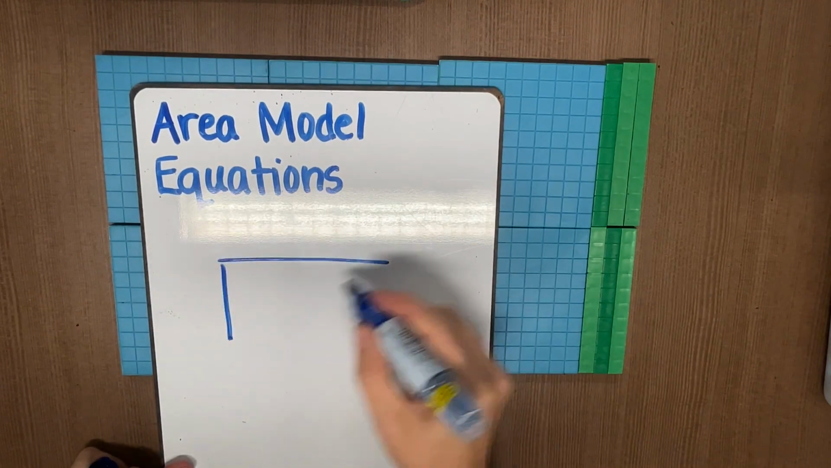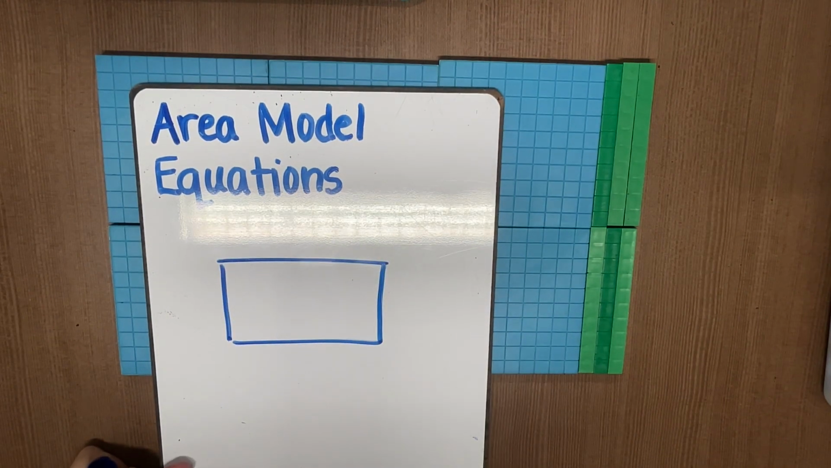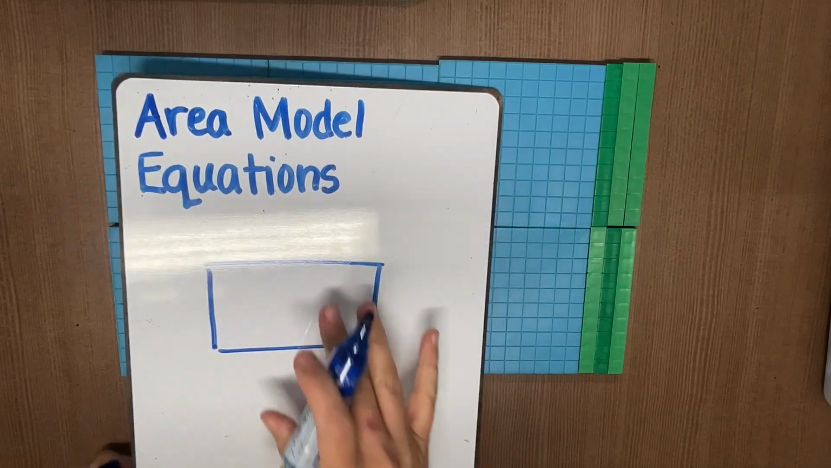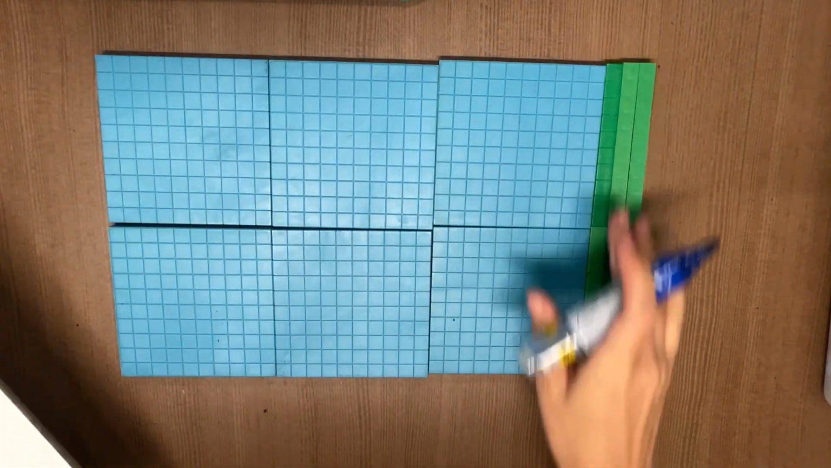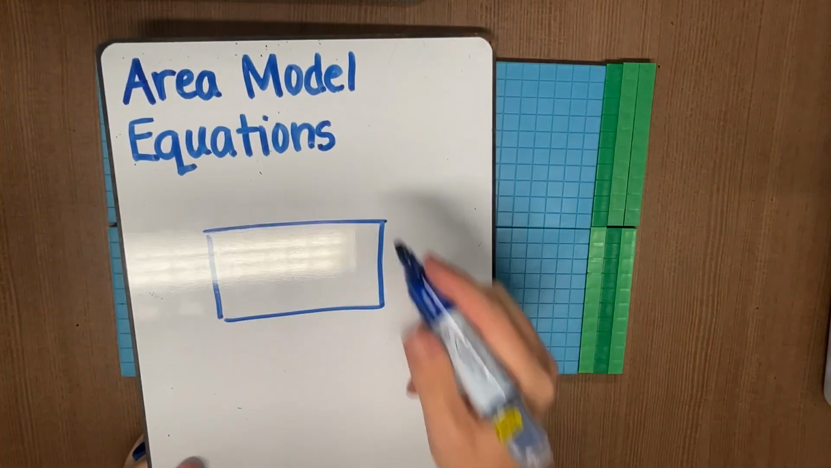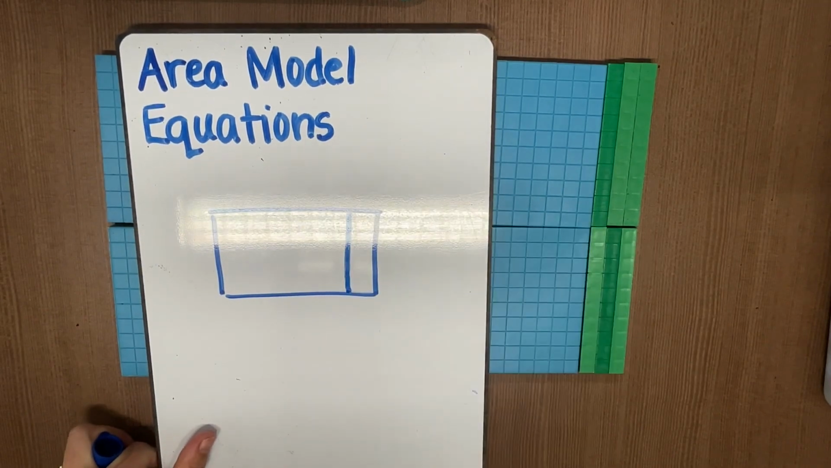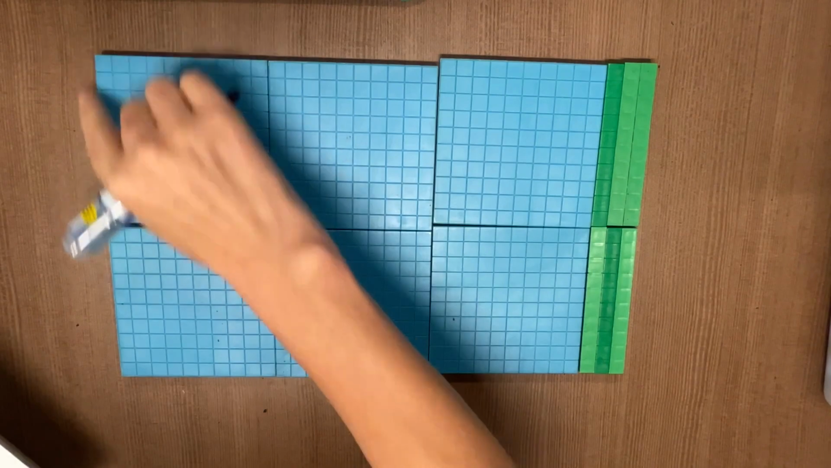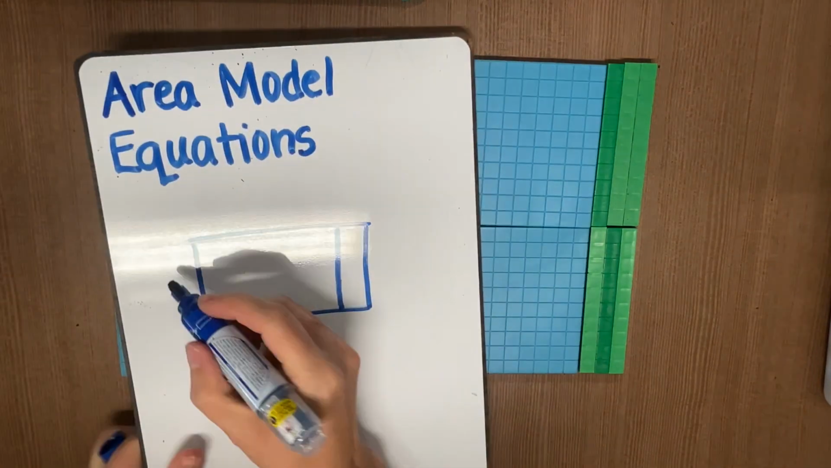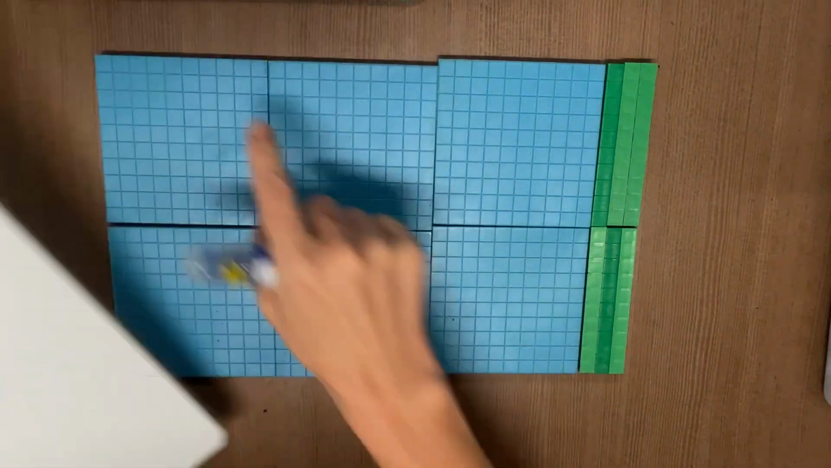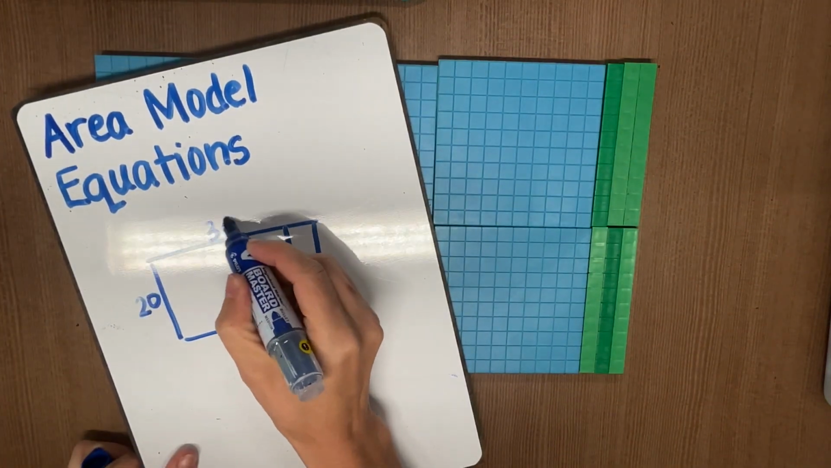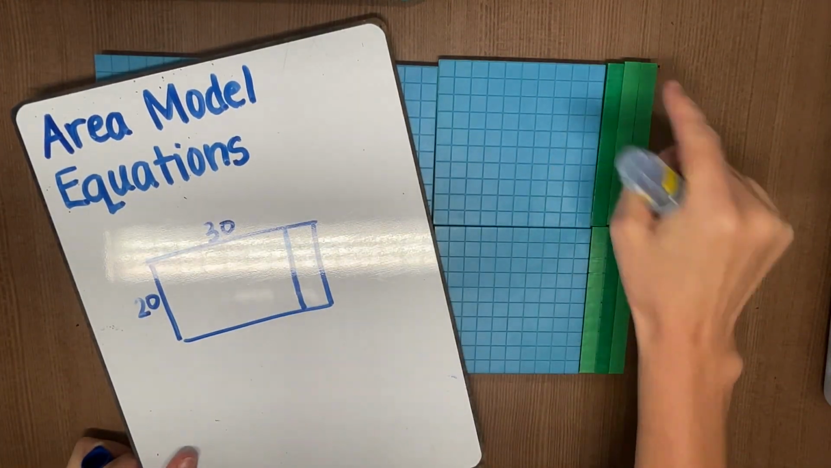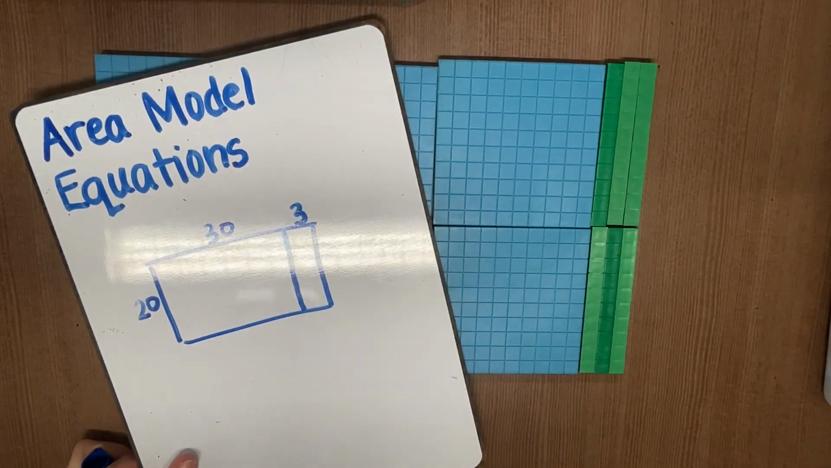I'm going to draw my rectangle, and I have some hundreds and some tens. So I'm just simply going to separate the hundreds and tens. Here I have 20 high, and here I still have 30 long, but I've added 1, 2, 3 more long.